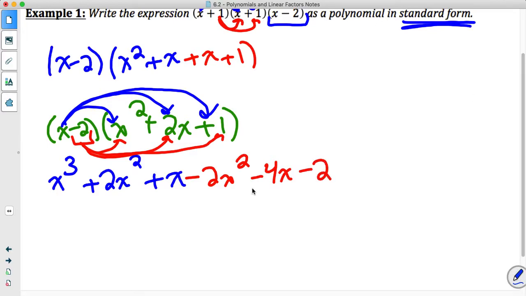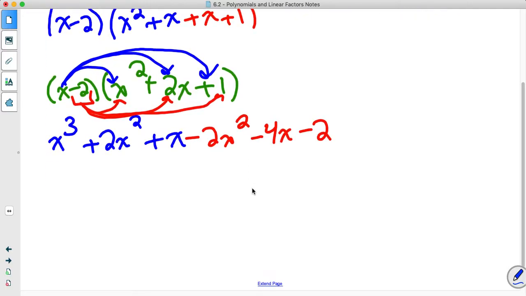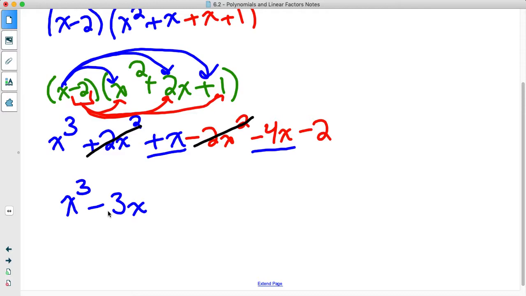All right, now the last thing that we have to do here is combine our like terms. So x to the third, there are no other x to the thirds, so bring that down. But when we look at our x squared, this is what I was talking about here, 2x squared minus 2x squared, those ones are going to cancel out. For the x's, I have plus x, and then I have a minus 4x. So that's going to give me a minus 3x. And then I got this minus 2 here at the end. So I'm going to bring that guy down, minus 2. And there's your final answer.